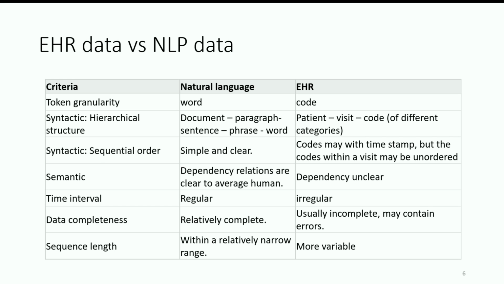Also, when we are talking about the syntactic or the hierarchical structure, as I said, the text can be a document. Within the document, we have paragraphs. Within the paragraph, we have sentences, phrases, words. Looking at the patient, we have the whole patient history. It is a story. The patient has come to the hospital many times, different visits, and within each visit, there are different codes of different categories. So this is mainly another difference between natural language and EHR.